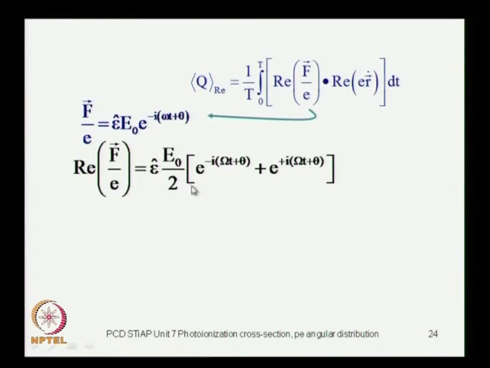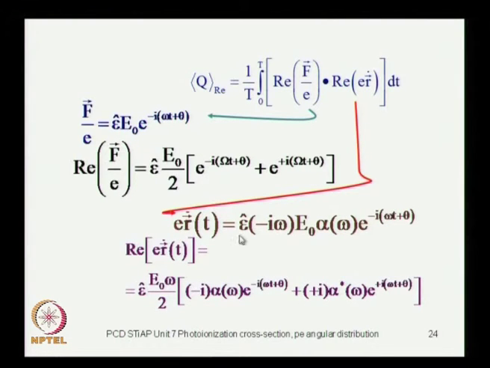So, this is the real part of the force per unit charge, and likewise you need the real part of the dipole moment. So, here again you do the same thing and you have the dipole moment which you had earlier described in terms of the complex atomic polarizability. You take this complex number, add to it the complex conjugate and then divide by 2. So, that will give you the real part of the dipole moment.